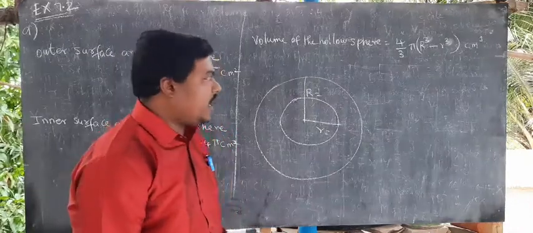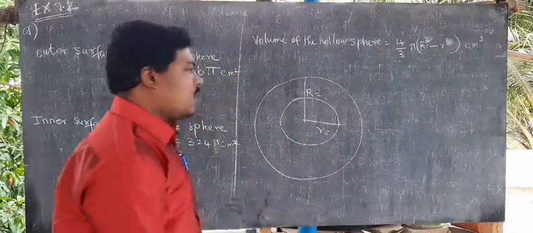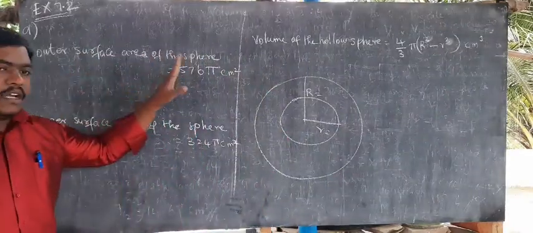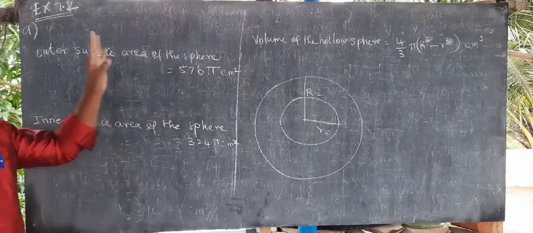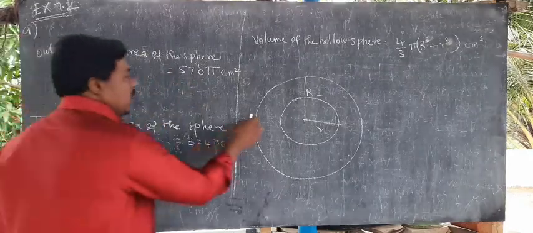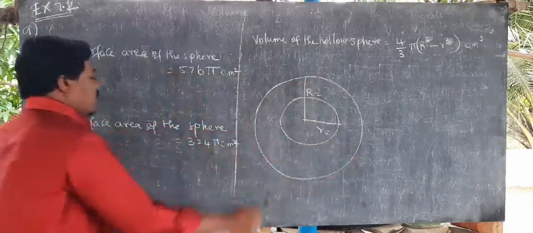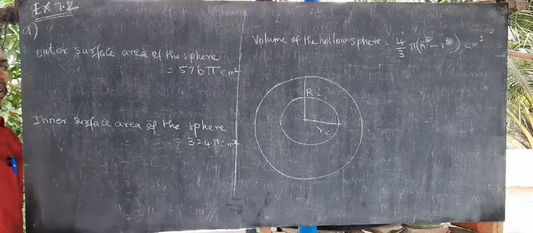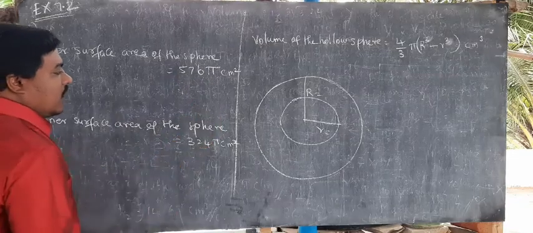So here we need capital R and small r. But in the question they have given the outer surface area of the sphere, 576 pi centimeter square. Outer surface area is given, and then the inner surface area of the sphere, 324 pi. Using this data we have to find R and small r.